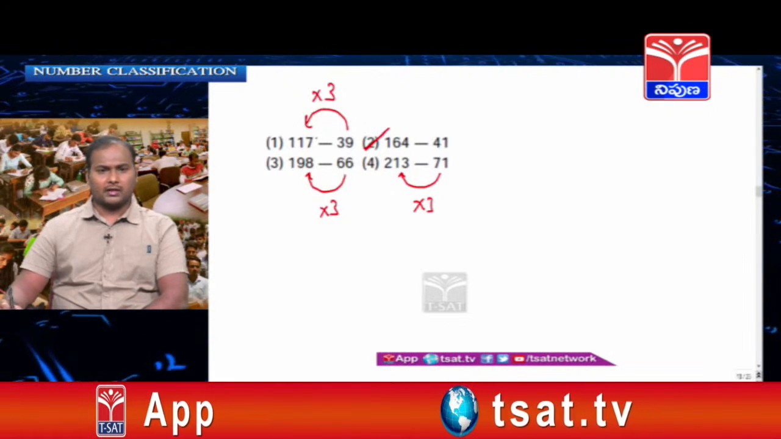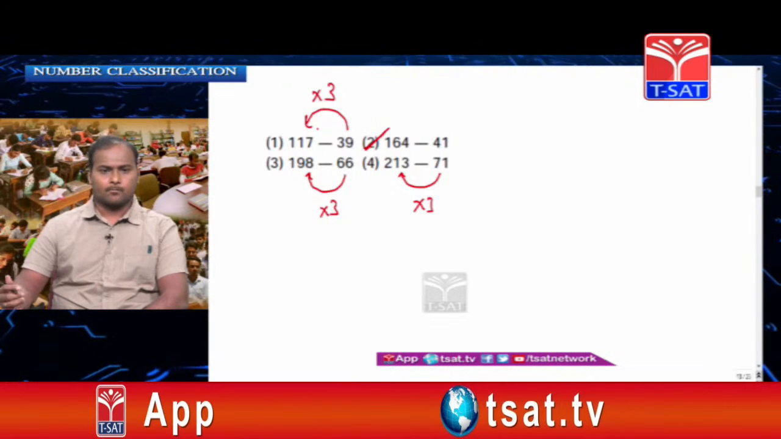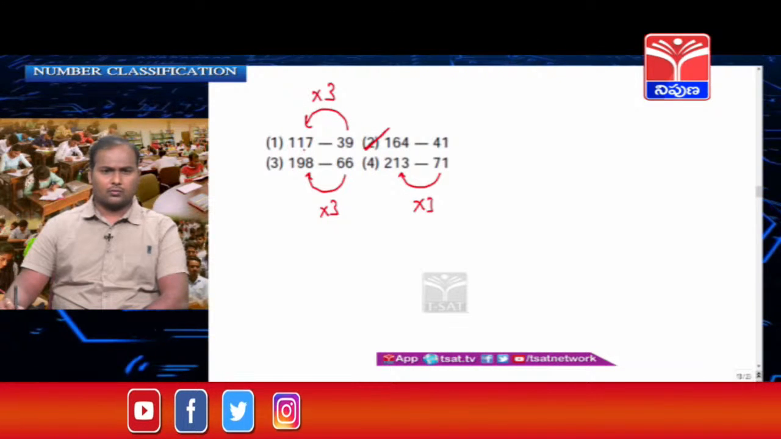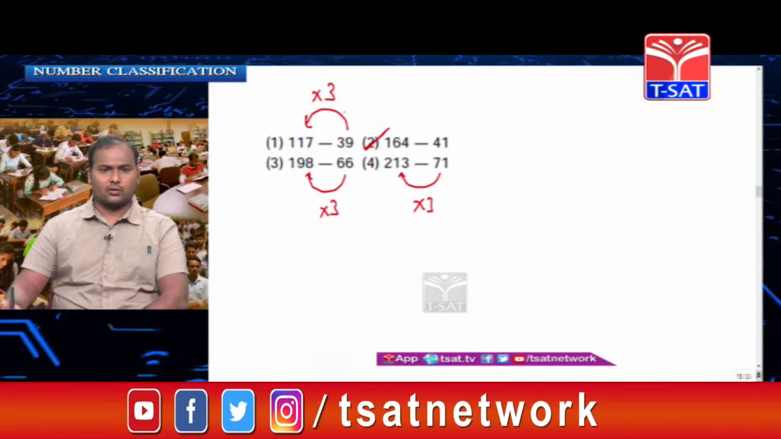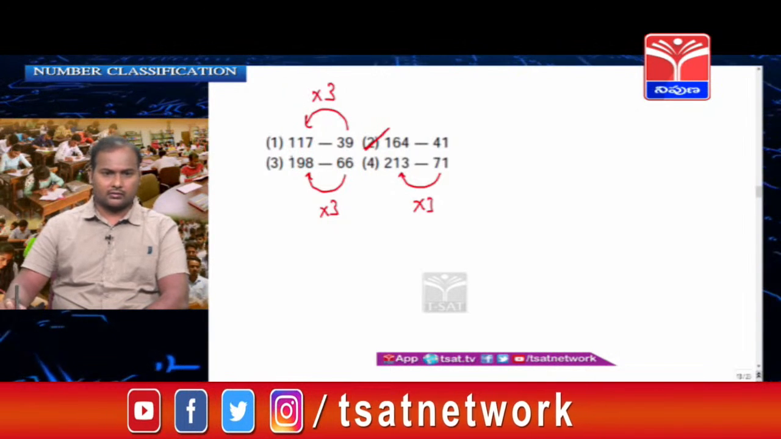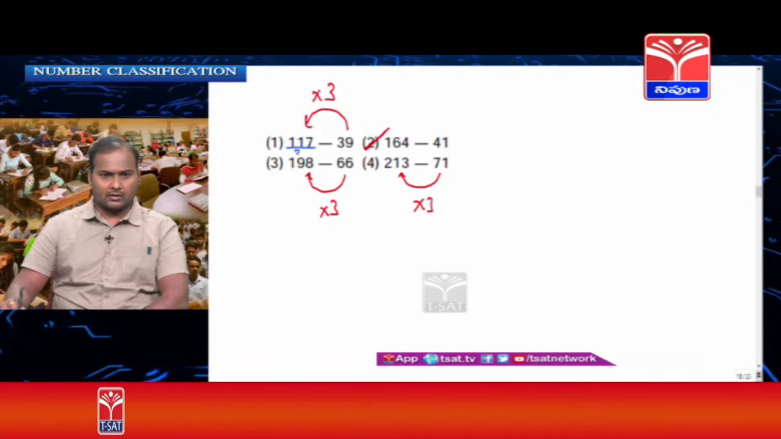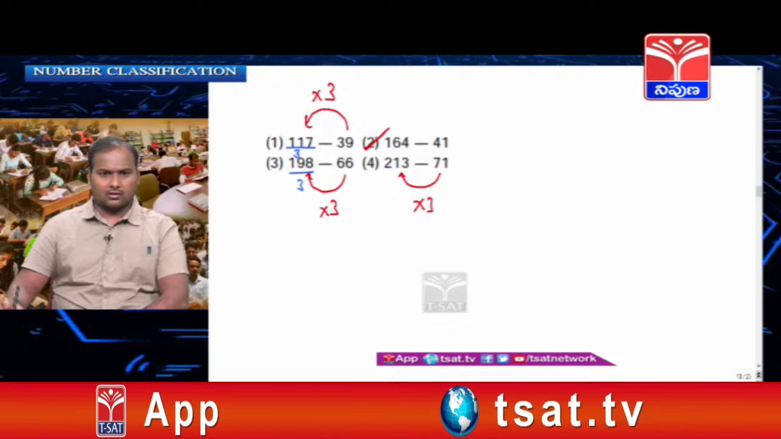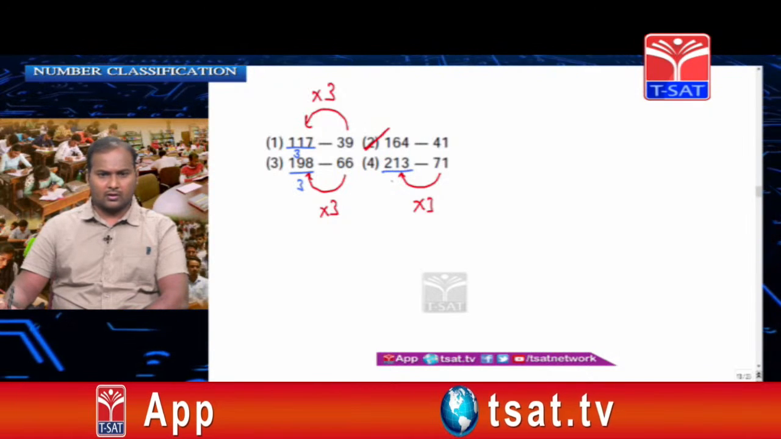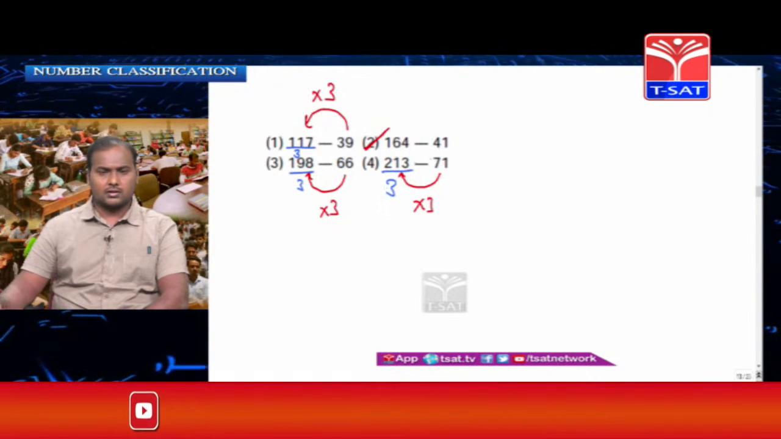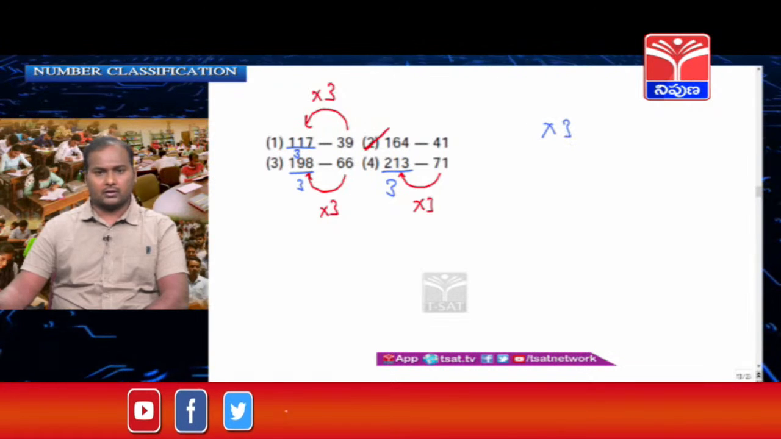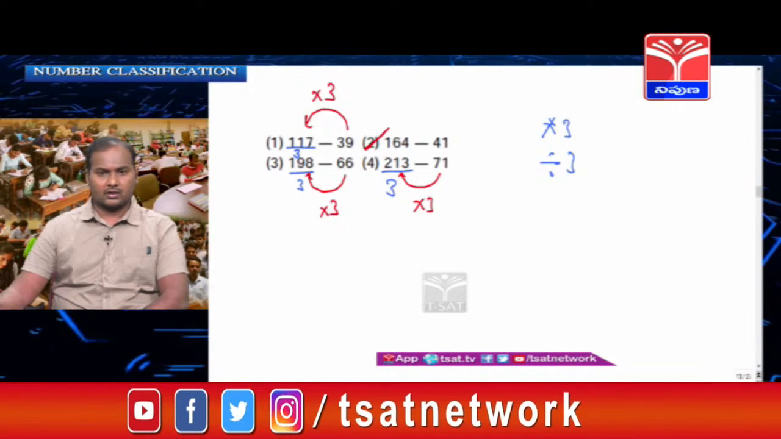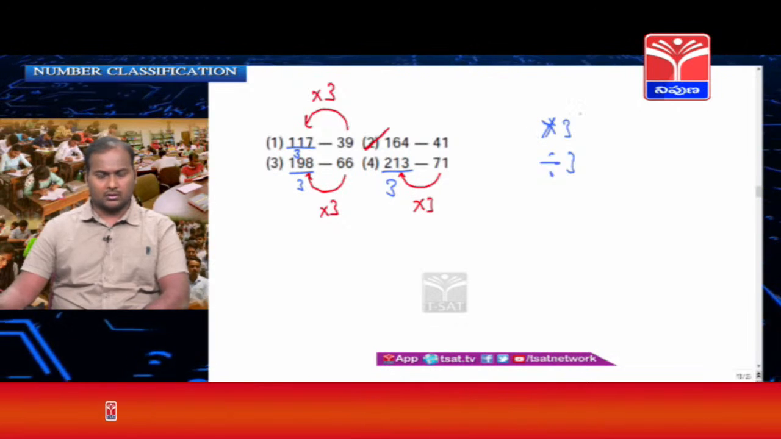Or you may divide also. See, when you multiply by 3 going from right side to left side, if you move from left side to right side, you just have to divide by 3, then also it is correct. For example, just dividing by 3 is also correct. Here also, if you divide by 3, it is correct. Either multiplied by 3 or divided by 3, both are correct. So you can follow any method.